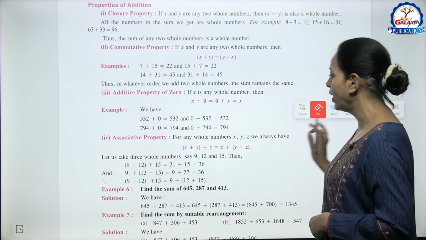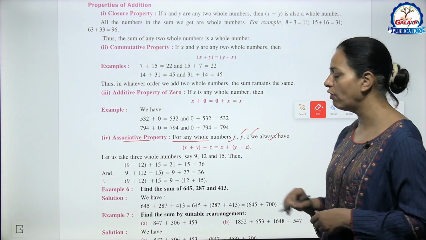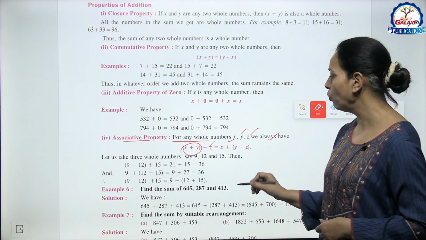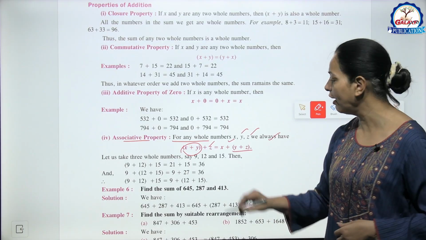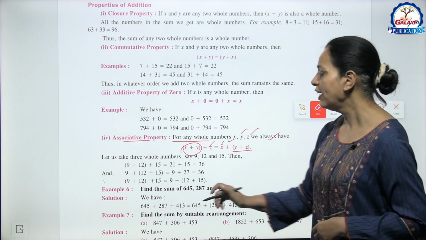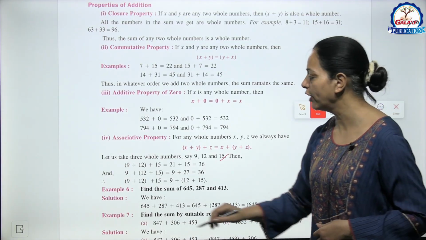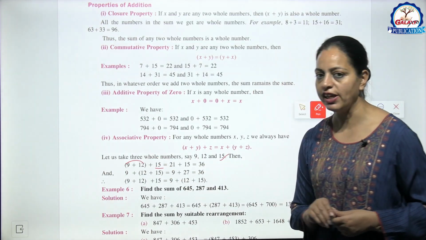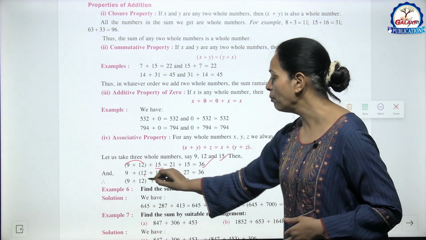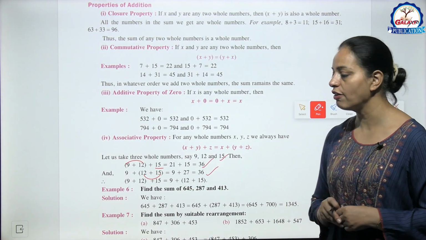Okay. Now come to the next, associative property. For any whole numbers x, y and z, we always have (x plus y) plus z equals x plus (y plus z): first add two numbers, then add the last, or we can add the last two numbers and then add the first number. This is the associative property. Let us take three whole numbers, say 9, 12 and 15. So what can we do? 9 plus 12 plus 15, 21 plus 15, that is 36. Or we can do 12 plus 15 plus 9, that is 36. So this is the associative property.